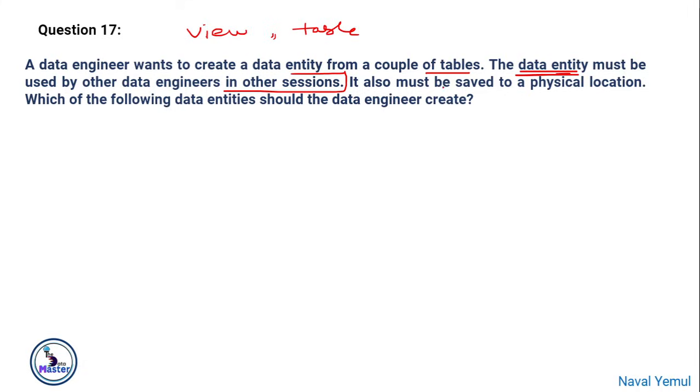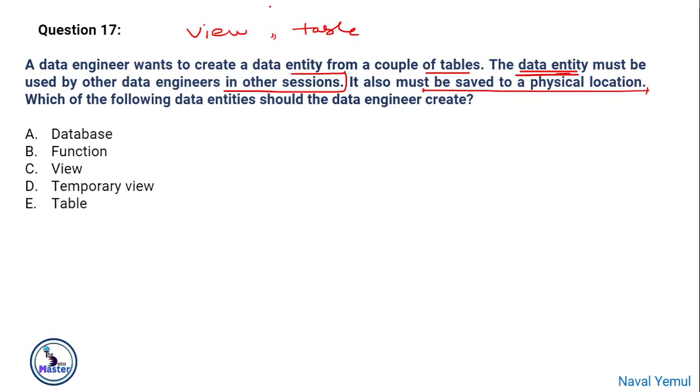Okay, it must also be saved in a physical location. So when they are saying the physical location, did they say anything about the storage cost? They did not say anything about the storage cost. Then the answer would be table. If they say, no, I want to save on the storage cost also, then the answer will change to view.